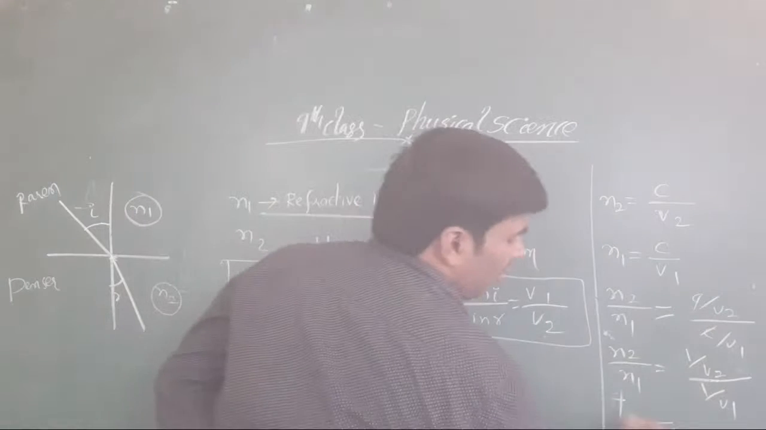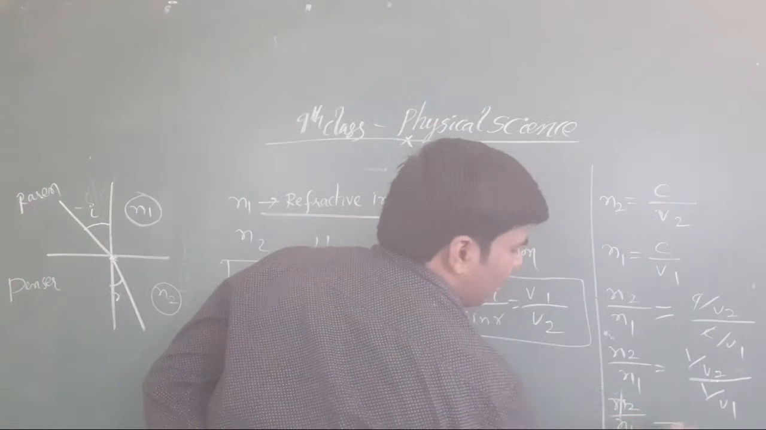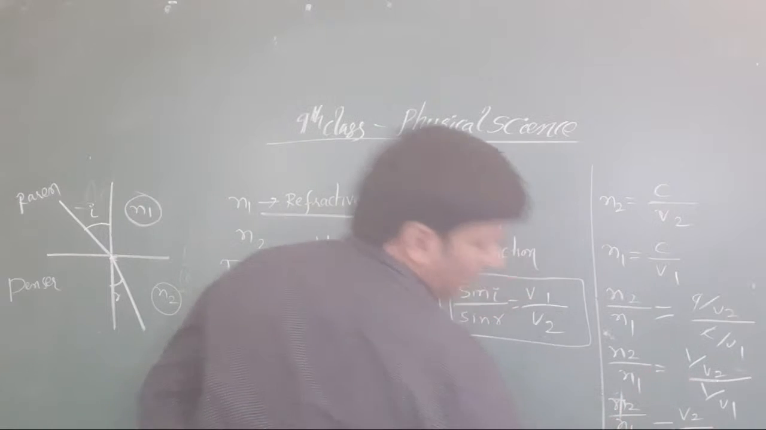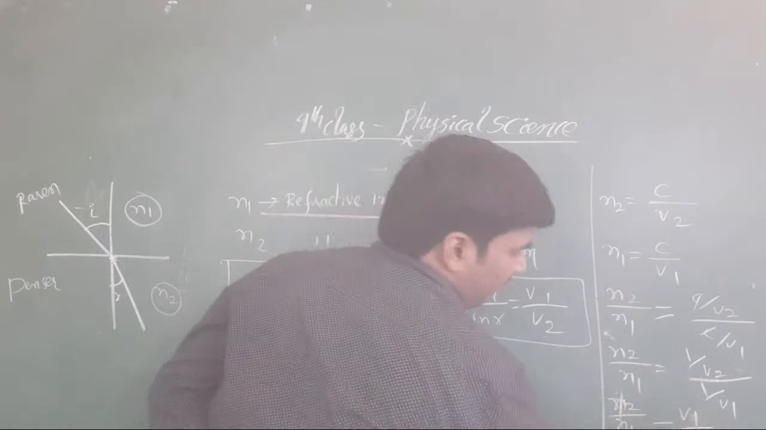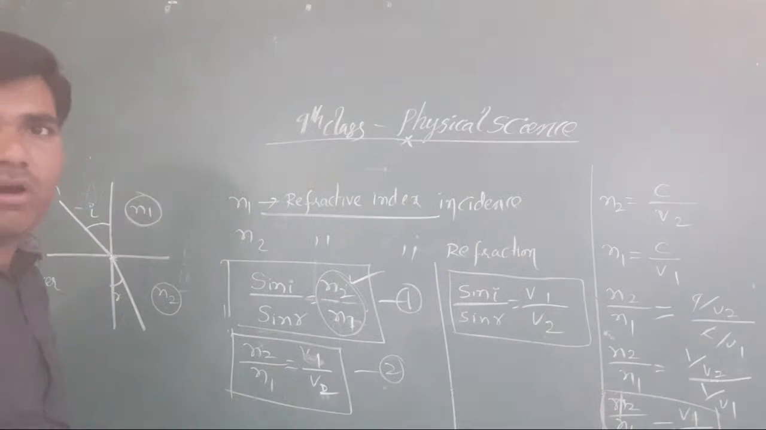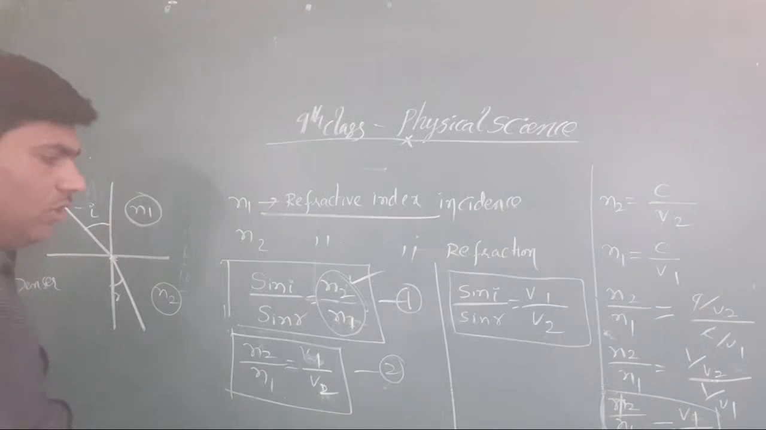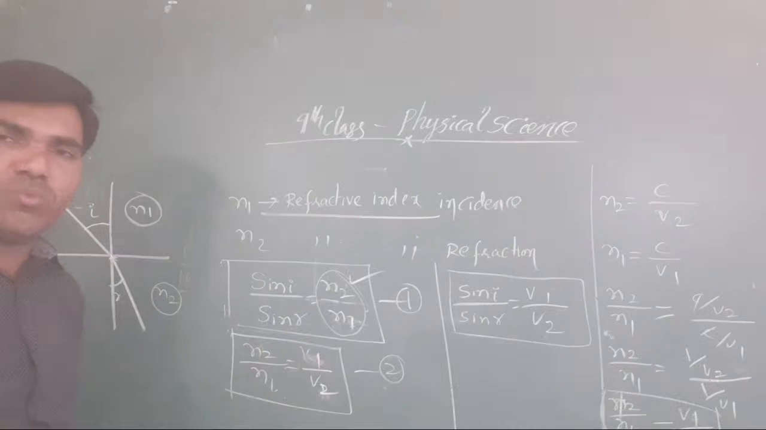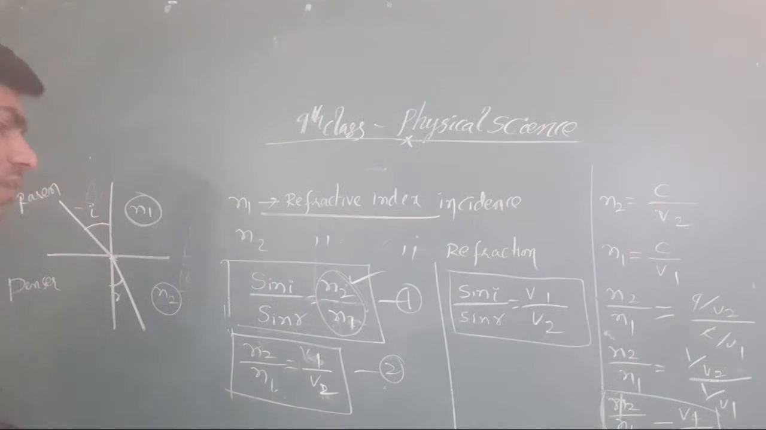Now it is also written as N2 by N1 is equal to V1 by V2. This is only the relation. I hope you got it. It is N2 by N1 is equal to V1 by V2. In this way only you have to calculate that relation.